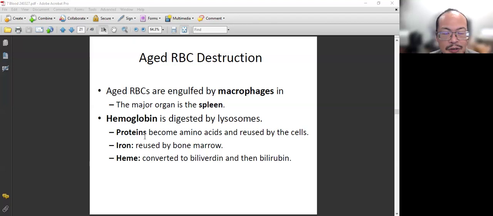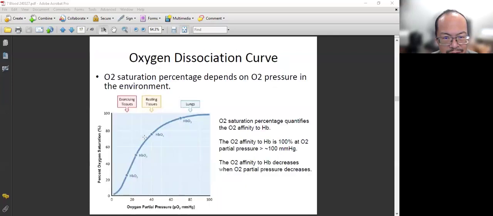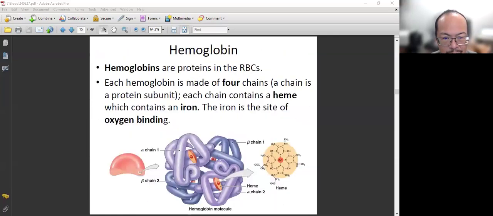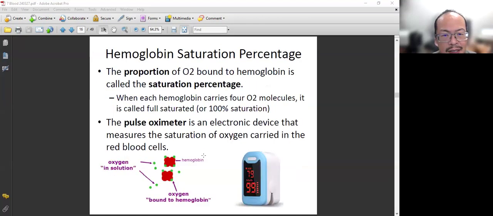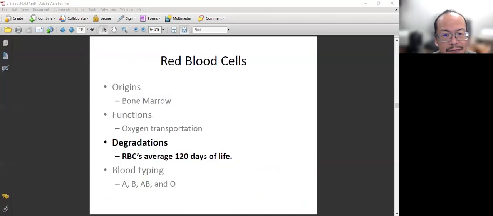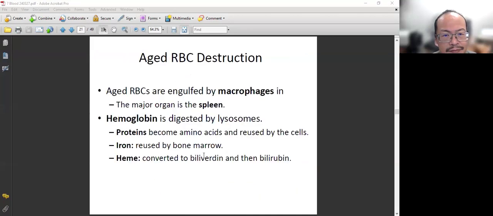So hemoglobin has a protein. Let me show you the picture. Here is a hemoglobin. It has protein components, but it also has heme. The protein will be degraded, and we can collect a lot of amino acids from it. Our body cells will use those amino acids.